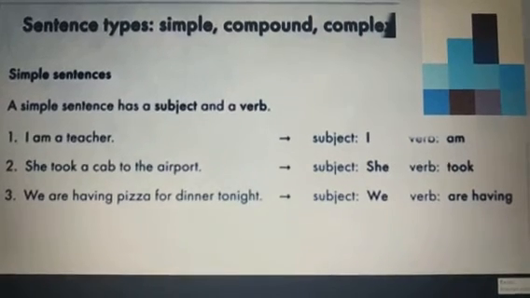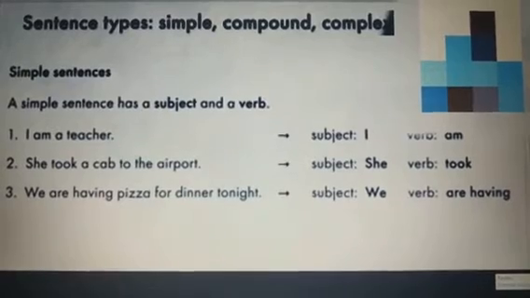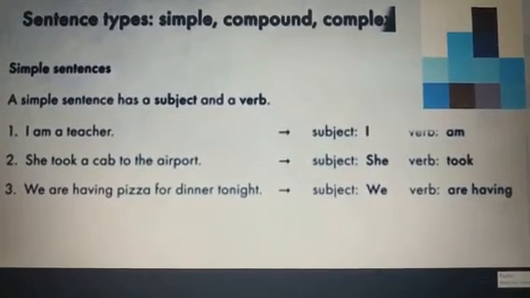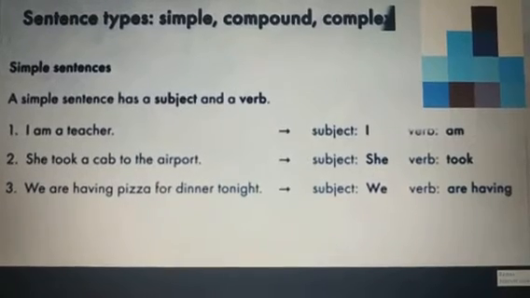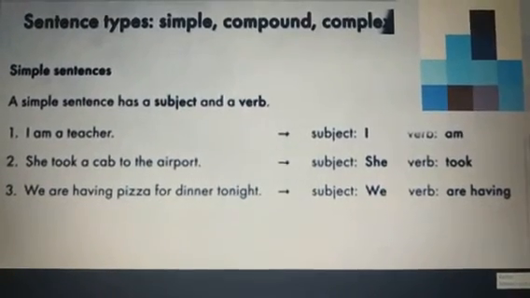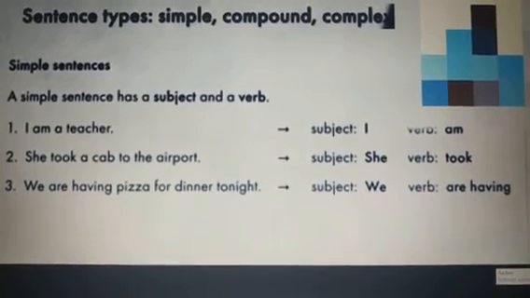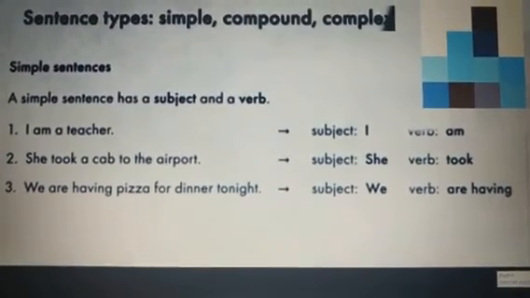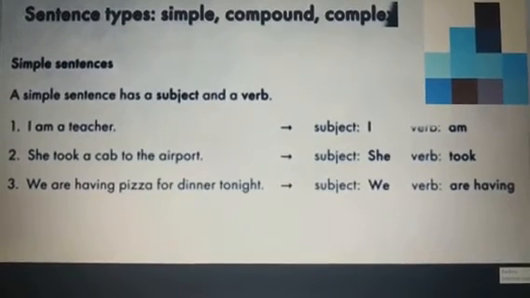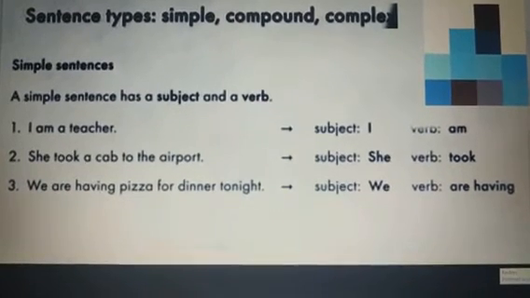One more example. We are having pizza for dinner tonight. In this sentence, the subject is we and the verb is the phrase are having. So it has two words. First, the auxiliary or helping verb, that is are, and then the main verb having. But still are having is a phrase that acts as a single verb. So in all these sentences you see that they have a subject and a verb. So these are simple sentences.